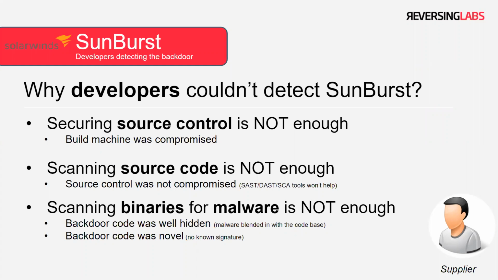So the fact that they believe that they're securing their source code, the reality is it's not enough. The build machines very likely could be compromised, and in the case of Sunburst, that was one of the key factors in that breach. So securing the source control itself is simply not enough. You've got to look at tools beyond the traditional SAST and DAST environment. Scanning the source code for potentially malicious content is not enough. In other words, has it been compromised?